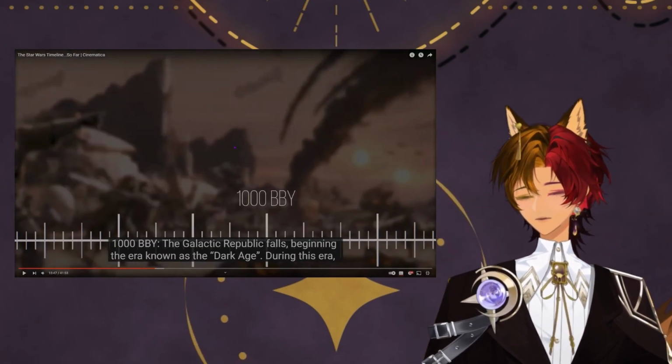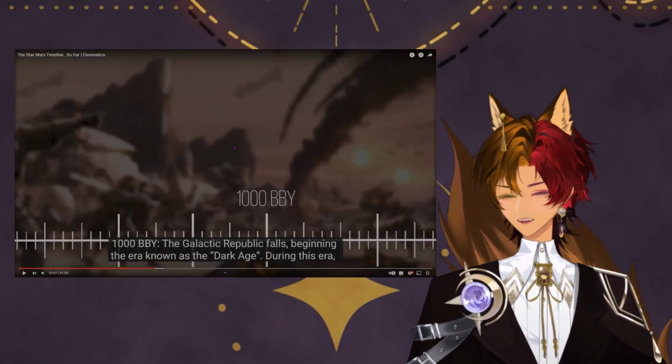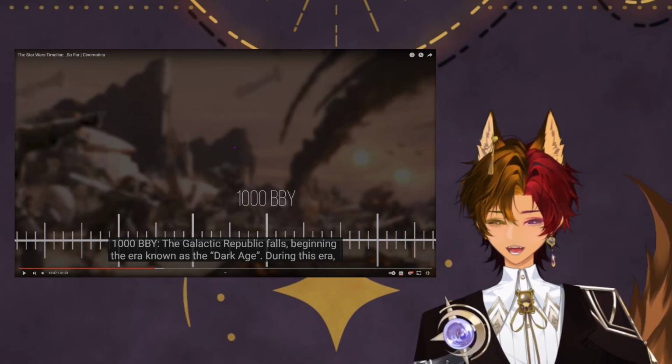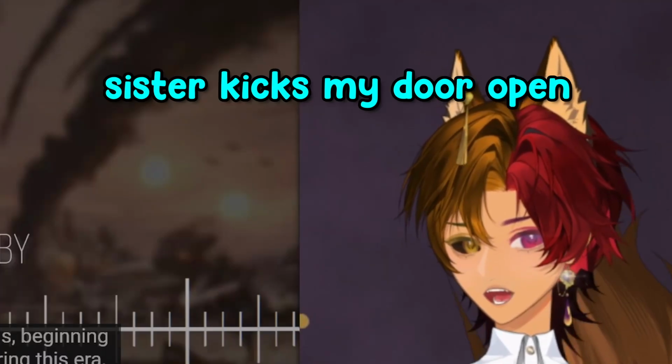Bro, the Darksaber is so sexy, though. I'm not gonna lie, I have to talk about it for like a good day.